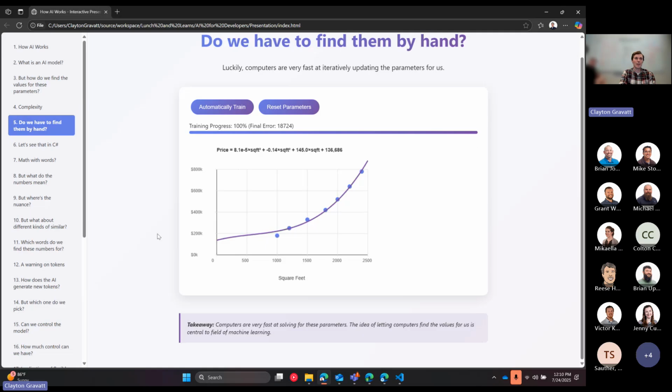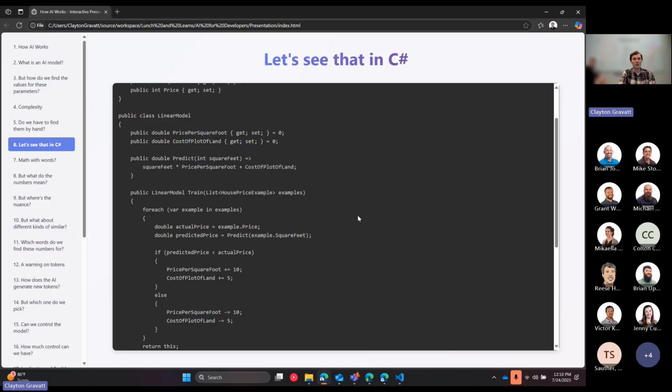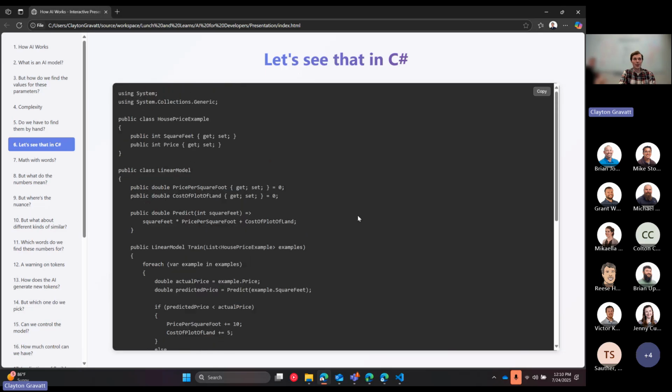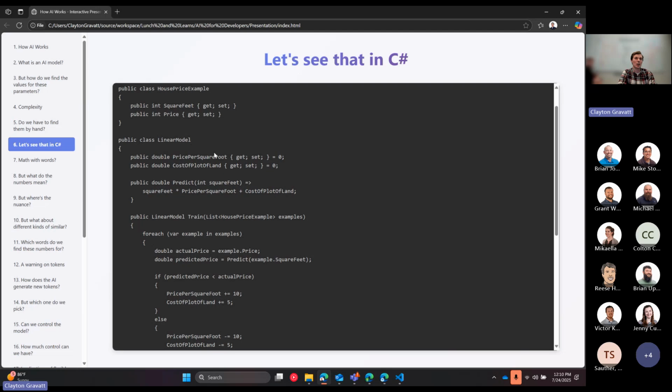So let's see what this might look like under the hood. And most of us are C# people, and by us I mean not me, but hopefully this helps along the way. So let's see a little simple C# example. We need to be able to record our housing prices. So let's record square feet and the price of the house. That's our input and our output. And we'll make a linear model class, and it has a couple of parameters: the price per square foot, our M, and the cost of a plot of land, our B. We don't know what those are yet. We need to be able to find them. So let's start off by setting them to 0.